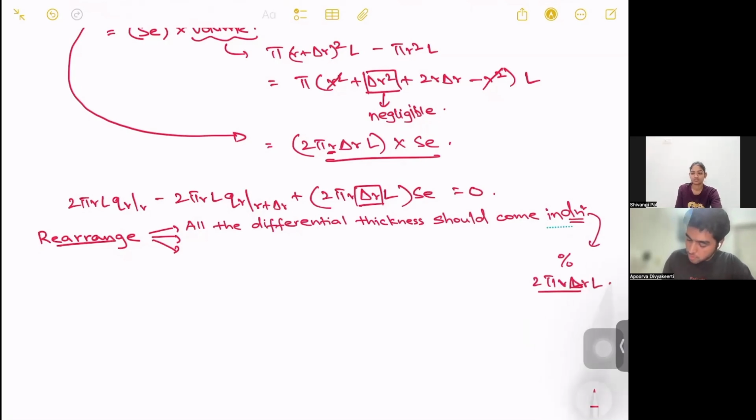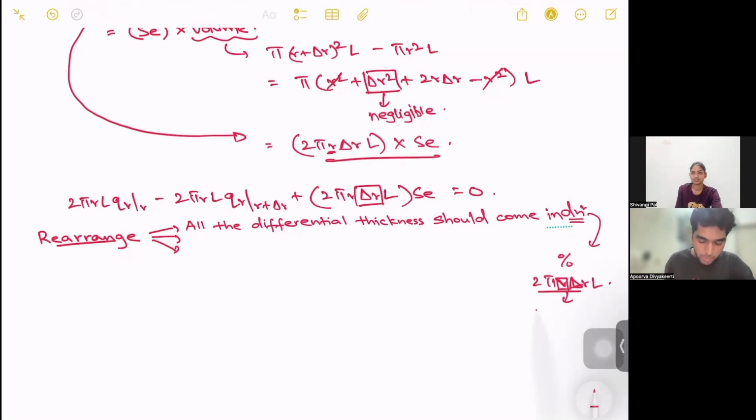But here we have to notice one thing also, that we do not have to change the location of any property that is changing with R. And here R is itself changing, so we cannot divide it by R. So we have to divide it by 2 pi delta R into L.